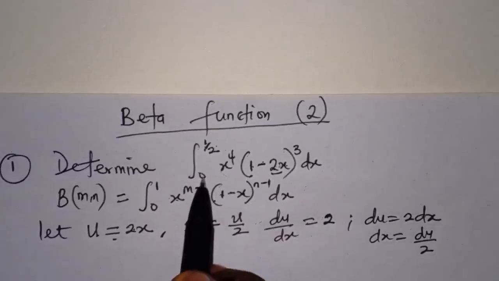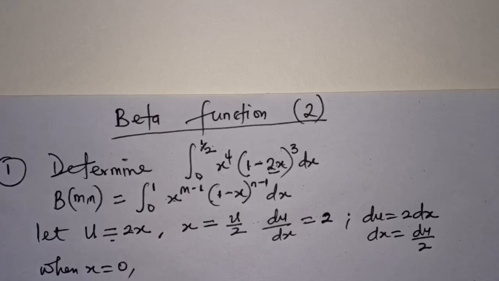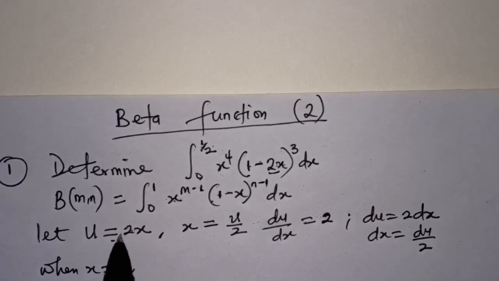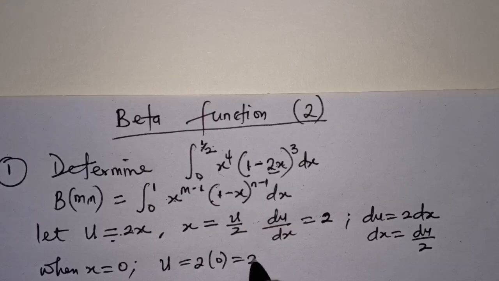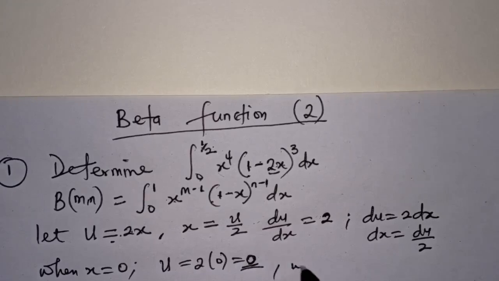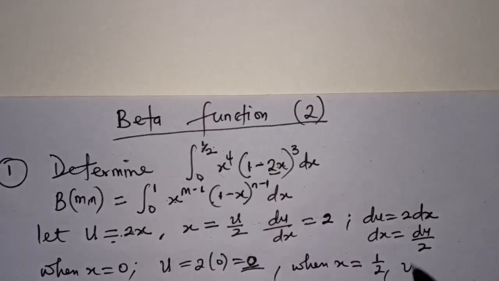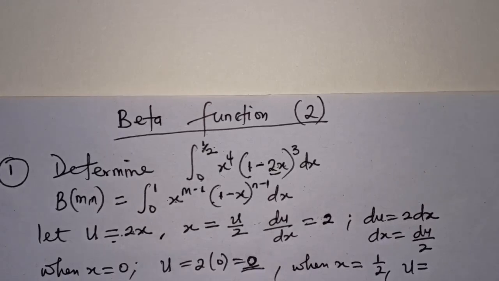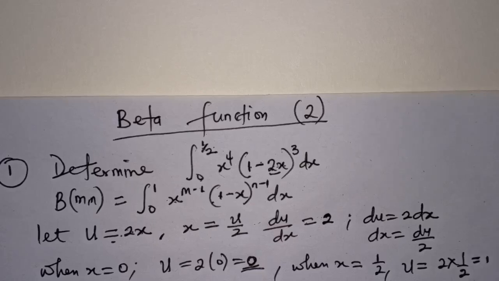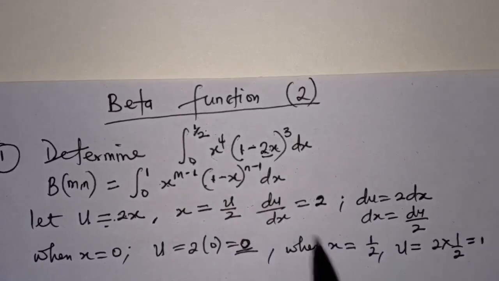Now, this limit is from 0 to 1 over 2, right? So when x is equal to 0, what is u? If I plug in 0 here, that will be 0. So when x is 0, u is 0. When x is equal to 1 over 2, what will be u? Put 1 over 2 here. That's 2 times 1 over 2. That will give me 1. So the limit of integration for the new integral will be from 0 to 1 also, which is in this form.